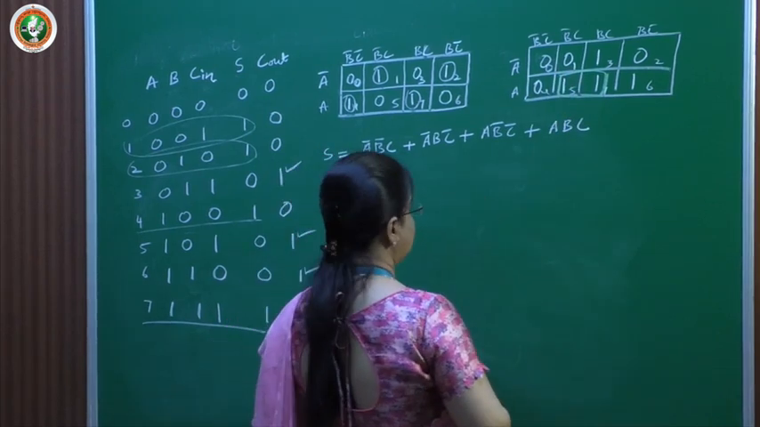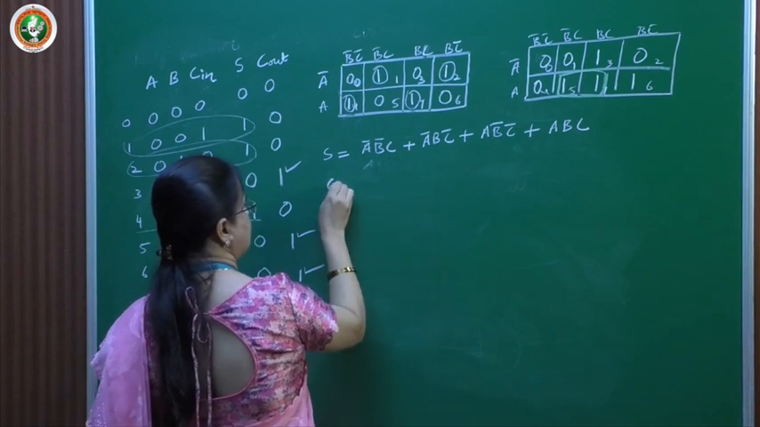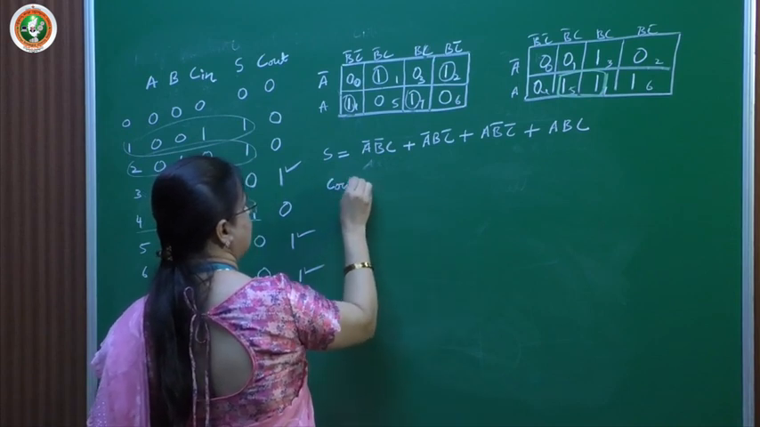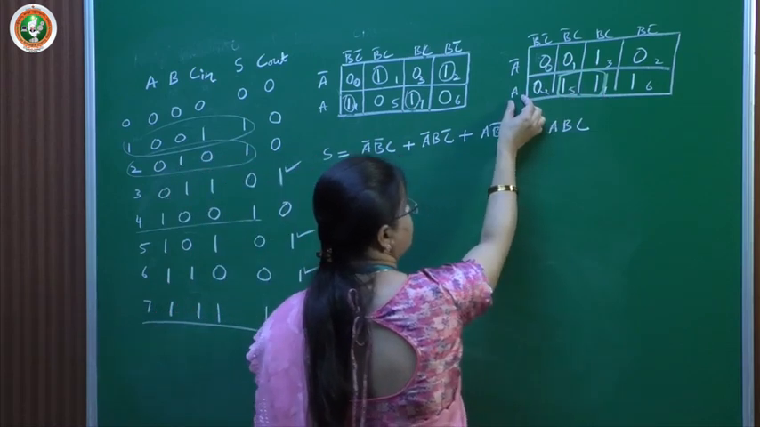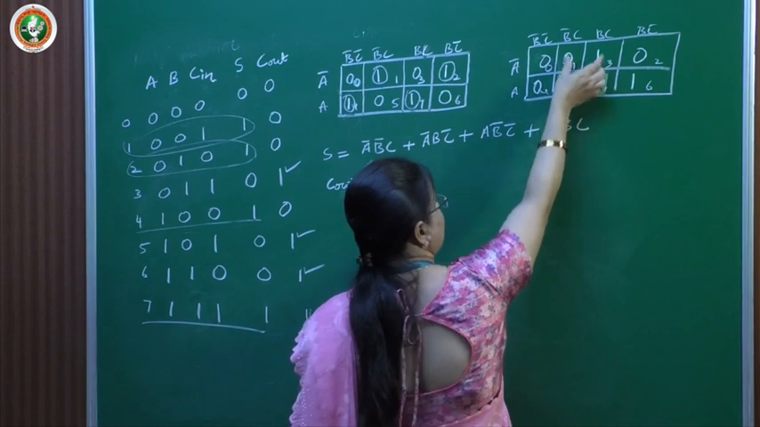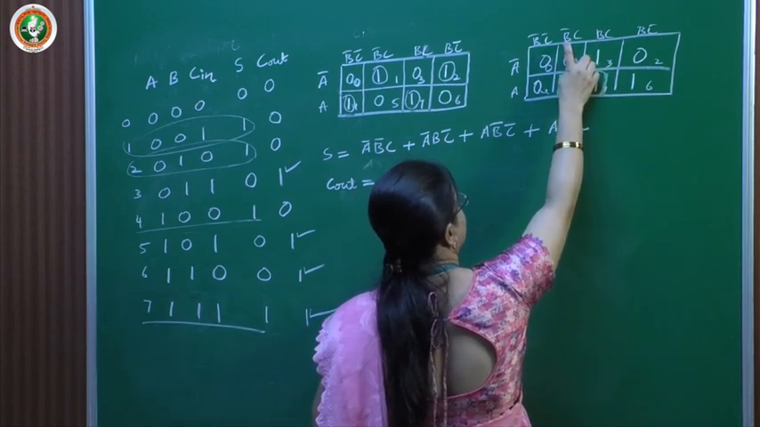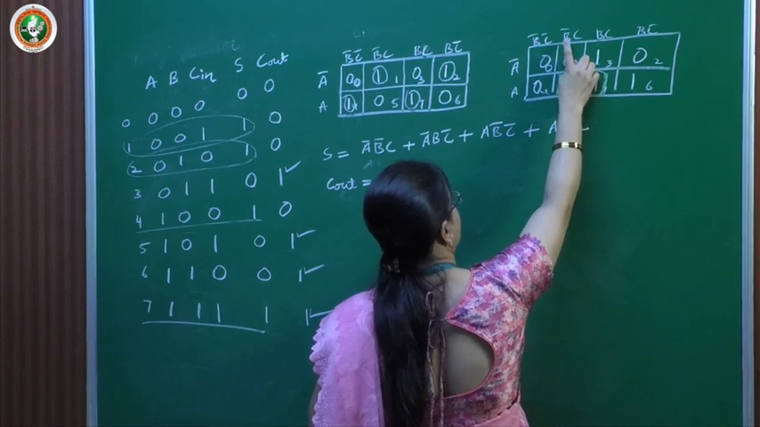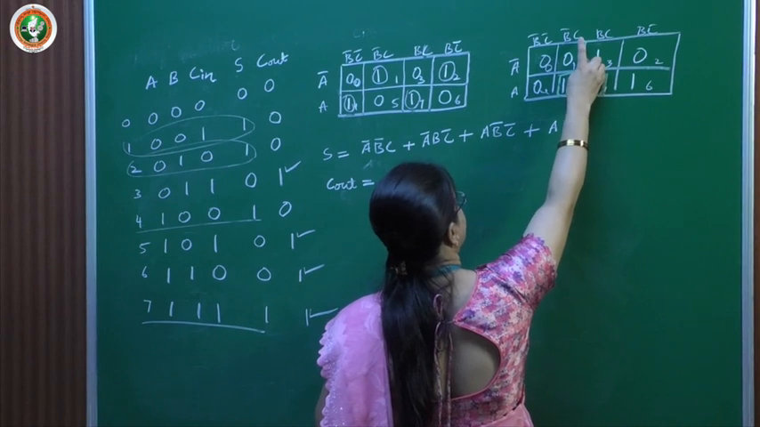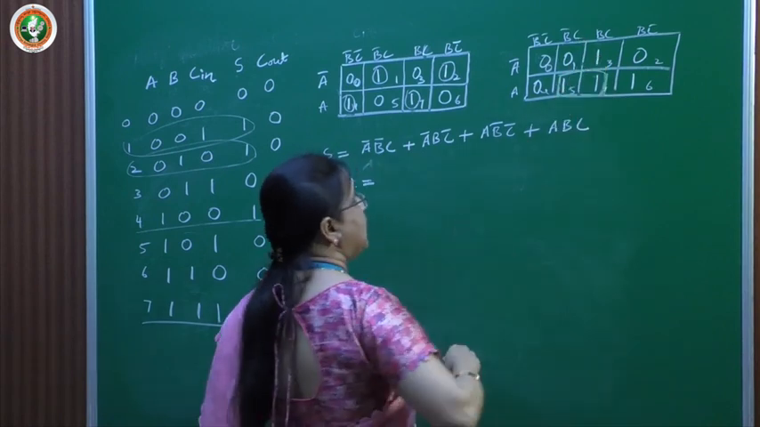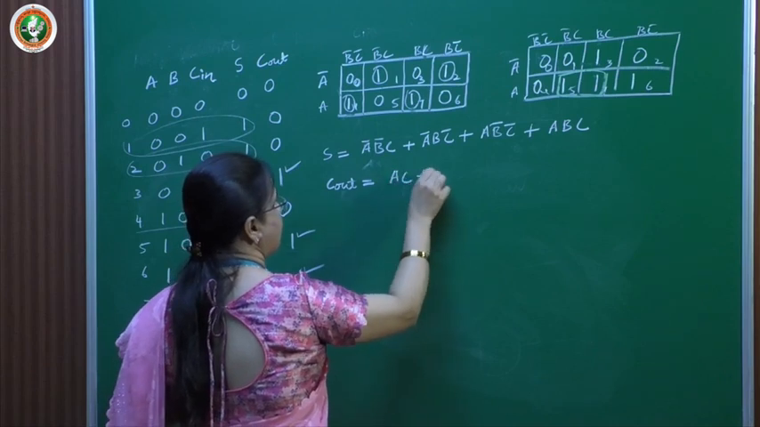For this particular group, carry out will be, what will be the value? I have to keep this A as it is, and in these two boxes I have to remove the complemented form. B bar, B is moving from complemented to uncomplemented form, so it will be eliminated. I will be left with only C, so I am going to get the term as AC plus.